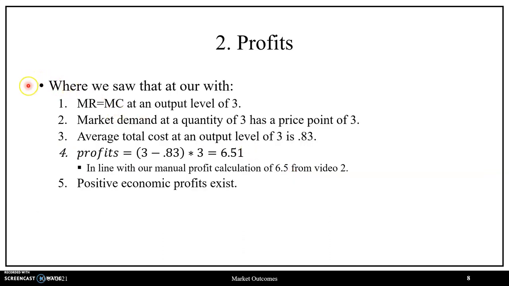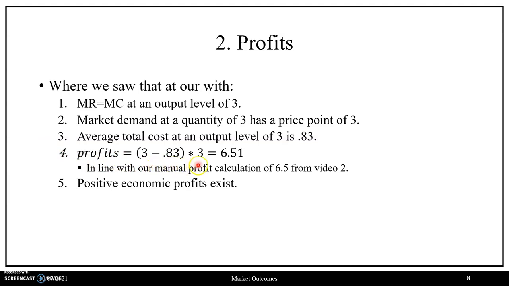So then overall what we saw in our last slide was when marginal revenue is equal to marginal cost, this gave us an output level of 3. And when market demand was at a value of 3 in terms of output demanded, this led to households being willing and able to purchase the goods at a price point of 3. In terms of average total cost, when the output level was 3, our average total cost was 83 cents, such that in terms of calculating our profits per unit, it was $3 minus 83 cents.